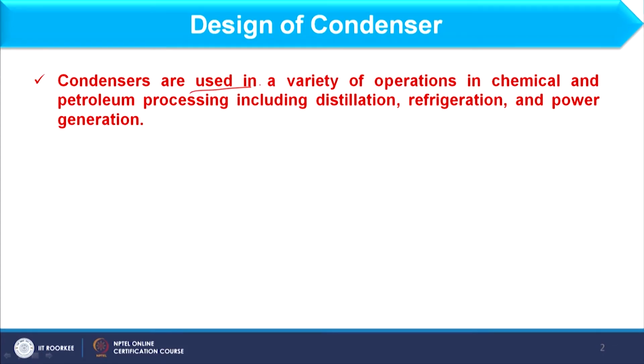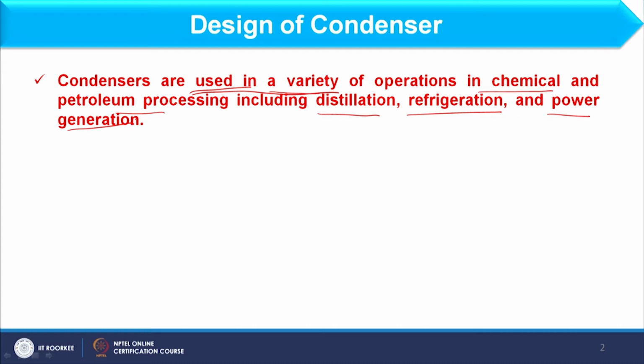Now if I ask you what are the utilities or the applications of the condenser, you can see that condensers are used in a variety of operations in chemical and petrochemical processes, which include distillation, refrigeration and power generation. I hope you are all aware of the application of condenser in different industries or processes, as we have already discussed.